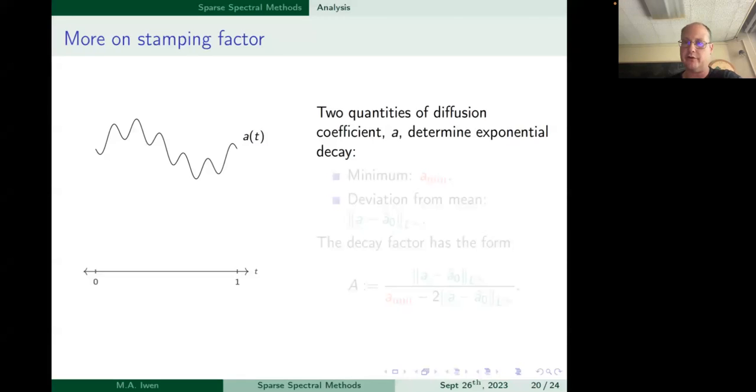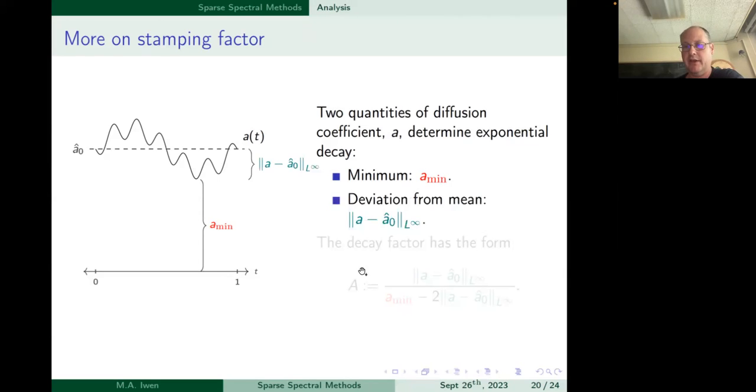Okay, so what is this constant A? How can you bound it or make some sense of it in some situations? So it's determined by the diffusion coefficient in the following way, or this is one way of determining such a constant A, I should say. So here's our diffusion coefficient function A. A min, it always has to be positive, is going to be the closest it gets to being 0 ever. So that's what A min is. And then we're going to look at the deviation from its mean.